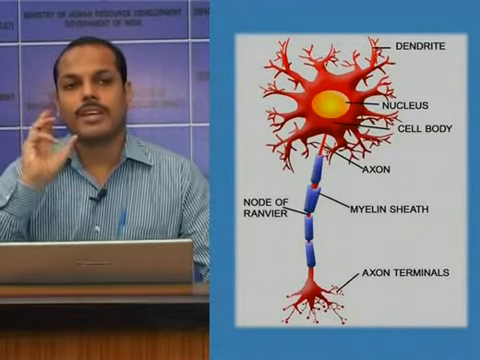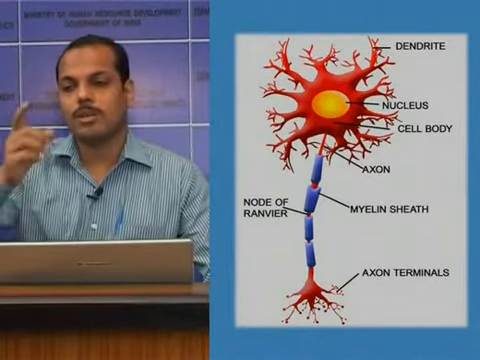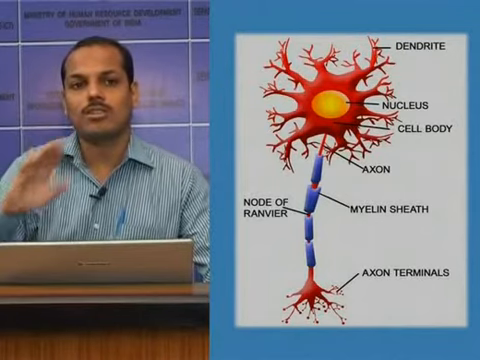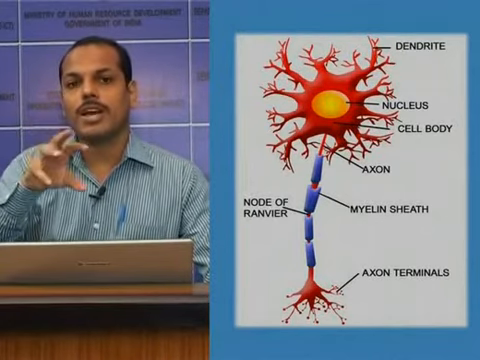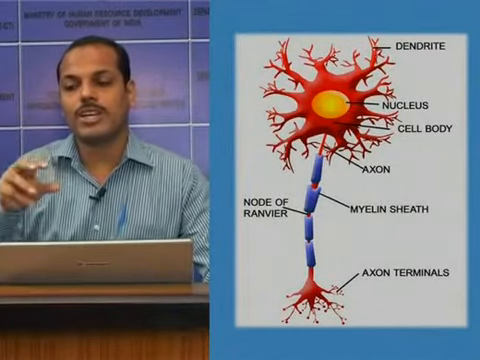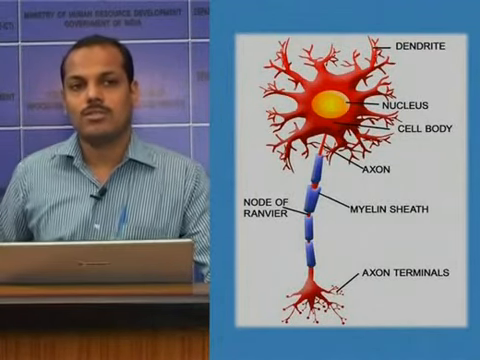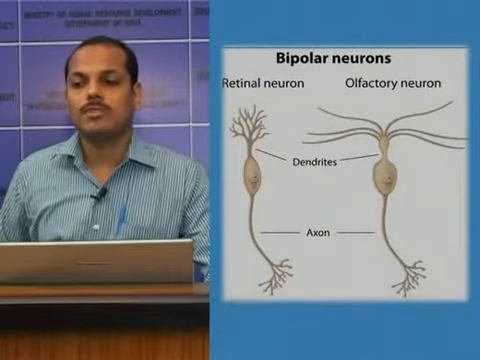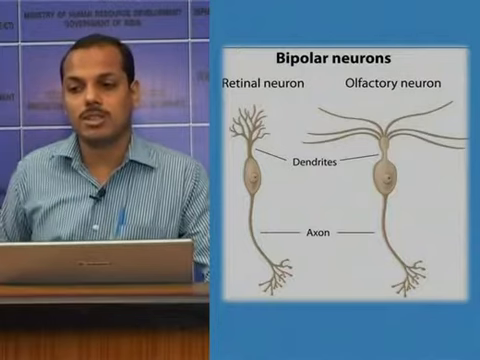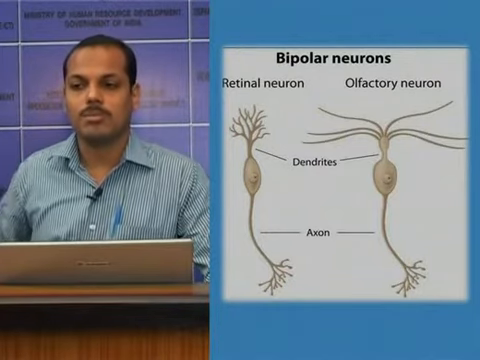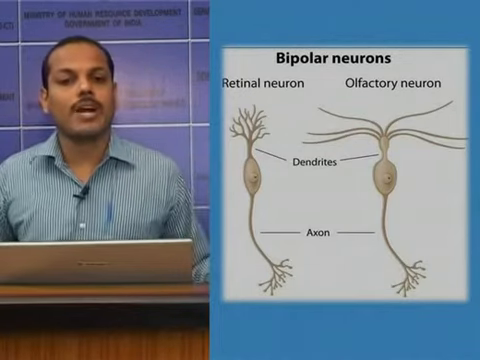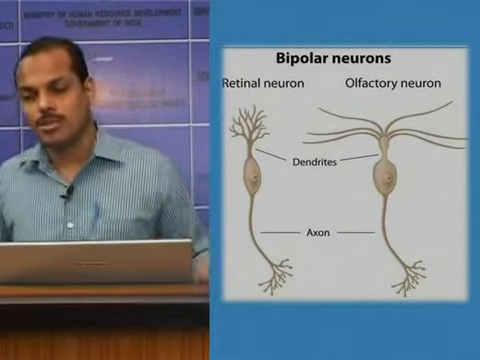If the dendrite is absent, there will be a cell body and an axon, so it will become a unipolar neuron. If one dendrite and one axon are there, this will become a bipolar neuron. And many dendrites may be there sometimes with one axon. It becomes a multipolar neuron.